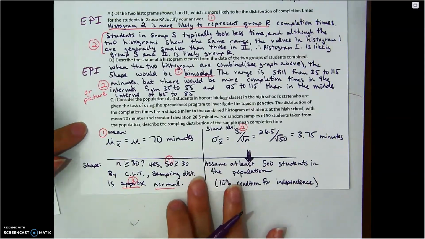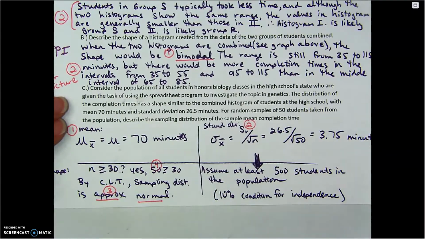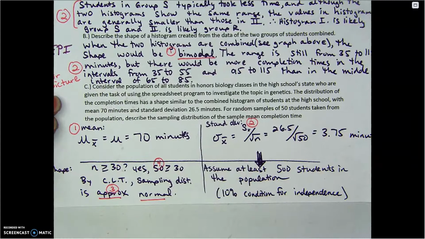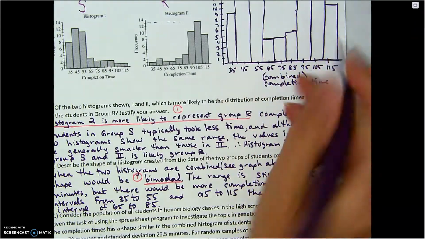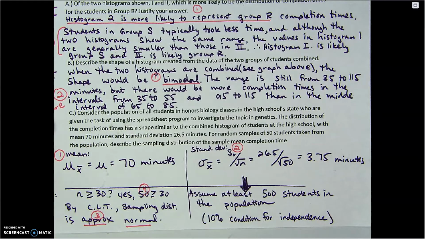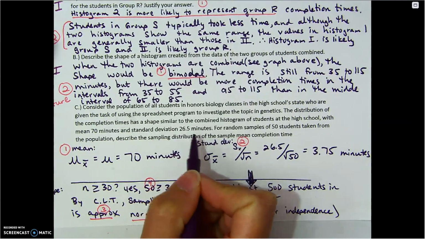All right, down here, consider the population of all students in honors biology classes in the high schools in the state who are given the task of using a spreadsheet program to investigate a topic in genetics. The distribution of the completion times has a shape similar to the combined histogram. So they're saying the population follows that same trend. It has a mean of 70 minutes and a standard deviation of 26.5.